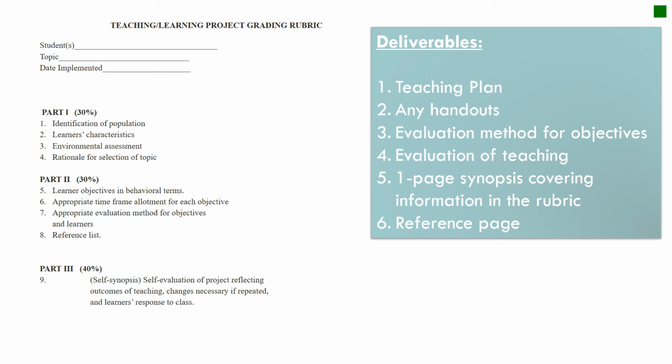So let's go over and look at the rubric. We've already talked about identification of populations. You're going to tell me adults, older adults, adolescents, children, okay? Then you're going to tell me the learner characteristics.